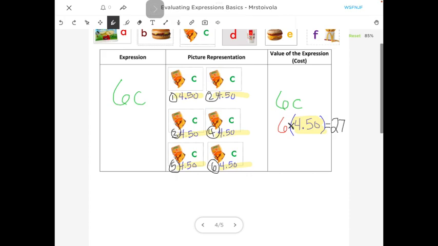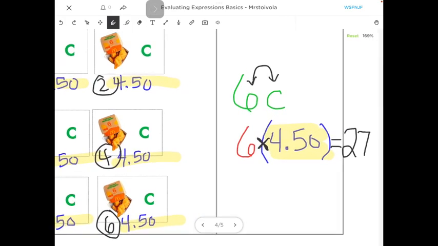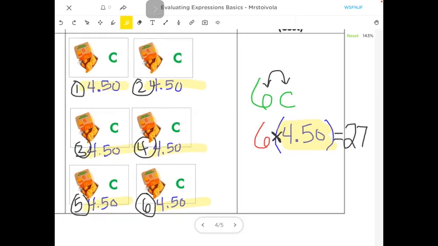Okay, so now you can start to see that when we smush things together in math, it's a times problem, because it means we have this number, the coefficient, 6 of whatever's behind it.